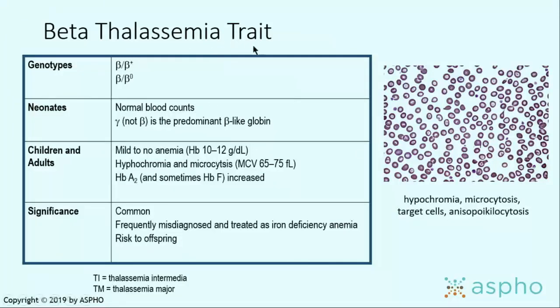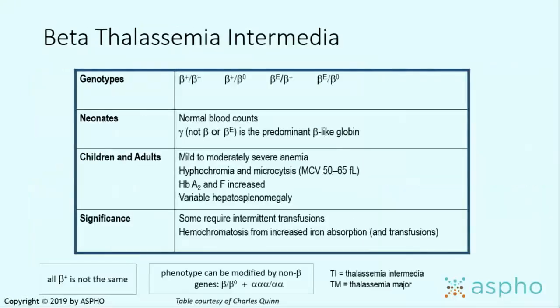But beta thalassemia trait patients have normal blood counts. You cannot detect this on newborn screen. So it's usually identified as they get older, when they start having some hypochromia and some microcytosis. As they get older and you do their hemoglobin electrophoresis or hemoglobin analysis, you'll find that elevated hemoglobin A2. Sometimes they have slightly increased fetal hemoglobin. It's very common. It's frequently misdiagnosed and treated as iron deficiency anemia, and it's inherited, so obviously you can pass it on to your offspring.